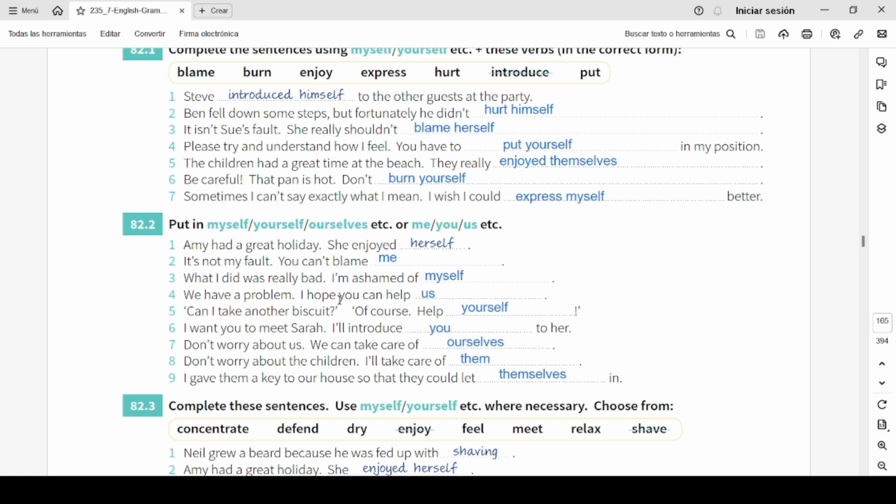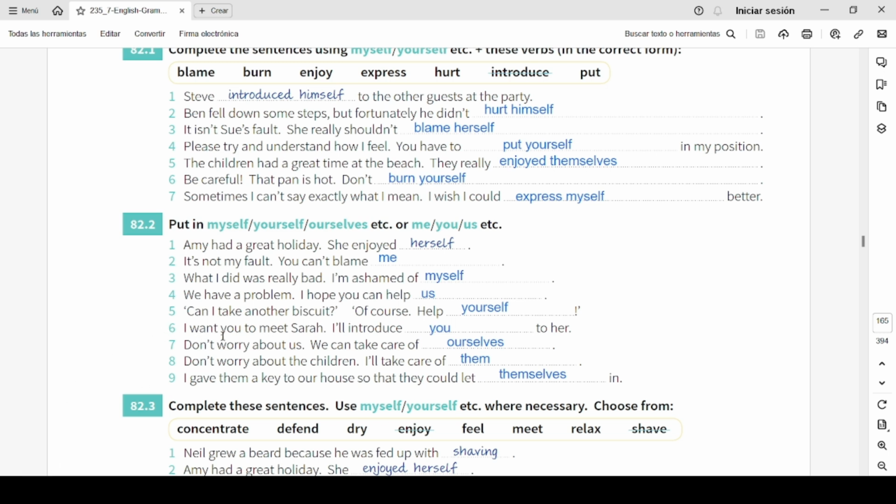We have a problem. I hope you can help us, right? In this part we have to analyze. We're talking about a group of people. I hope you can help us. It's impossible to say, I hope you can help myself. So it doesn't make sense. We have to try to find a sense in the sentence.